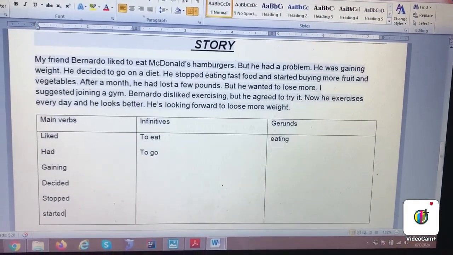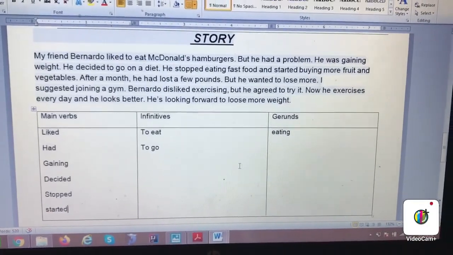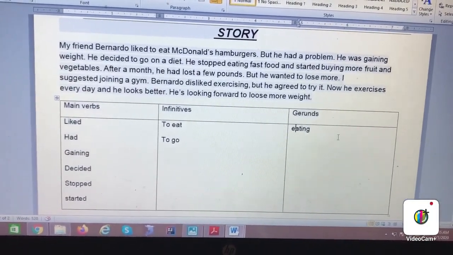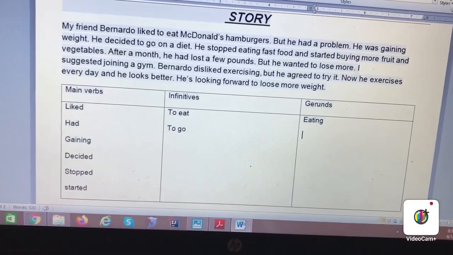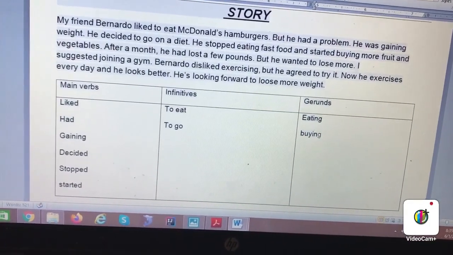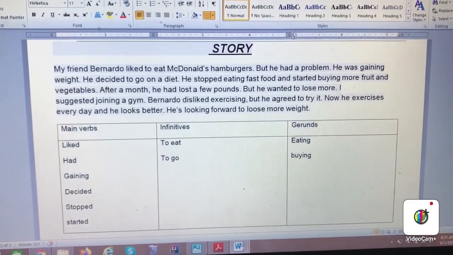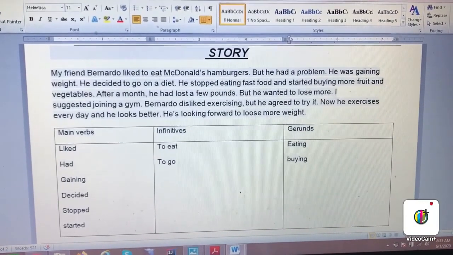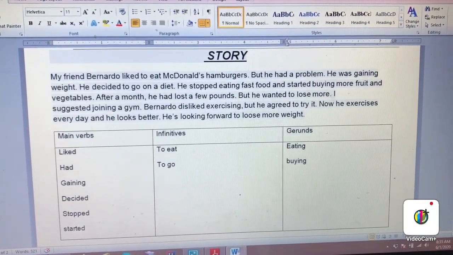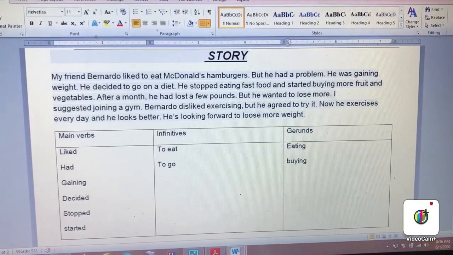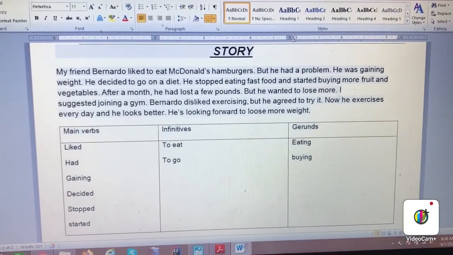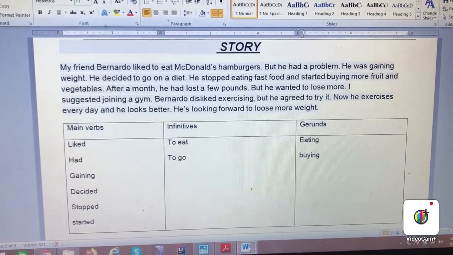Started buying more food. Now buying is again a gerund. Why is it acting like a gerund? Because this is not the verb of the sentence. We are having a verb, started. Buying is the object. He started what? He started buying fruits and vegetables.